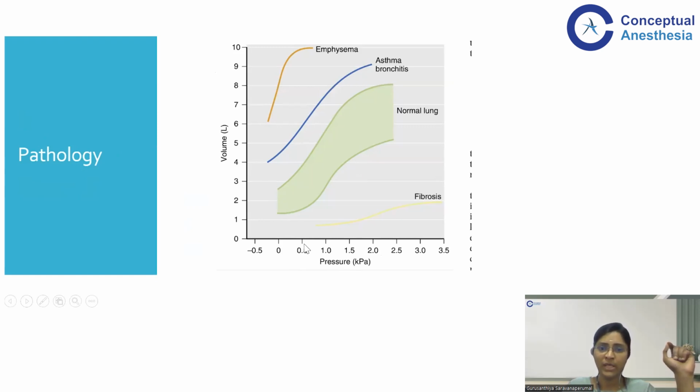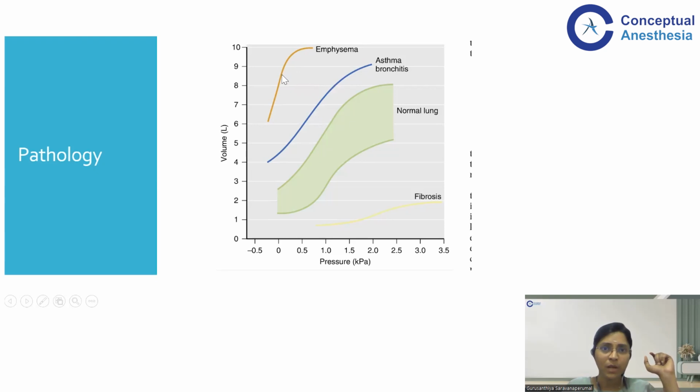For a change of -0.5 to 1 Pascal, there is a rise in volume from 2.5 liters to 3 liters. As you can see, increasing pressure increases the volume. But in case of fibrosis, the pressure has increased from 1 Pascal to 1.5, 2, 3.5, but the lung volume has not increased much, because fibrosis is a restrictive disorder and all the lung volumes and capacities tend to decrease in case of fibrosis, and hence it is a very less compliant lung.